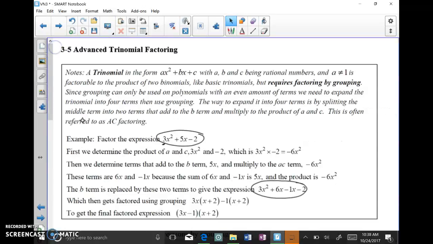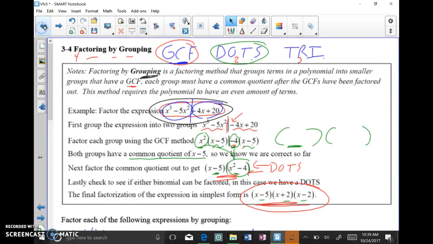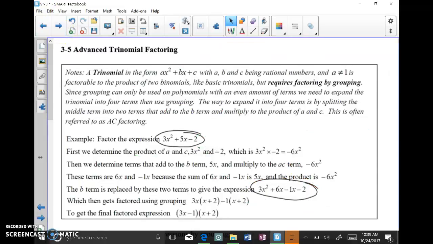Let me zoom out a little bit so you see more of the whole page. That's why we did grouping right before this, because we are going to use grouping in this method. So the key here is, how do we turn these 3 terms into 4 terms? That's really the core of this, because once it's 4 terms, then we're just going to do grouping like we did over here, where we cut it in half and then GCF left, GCF right, common quotient, and I'll talk through that again. But how do we expand it to 4 terms?